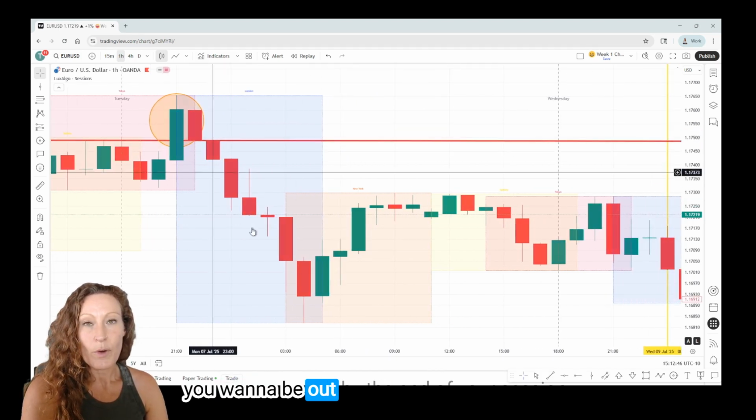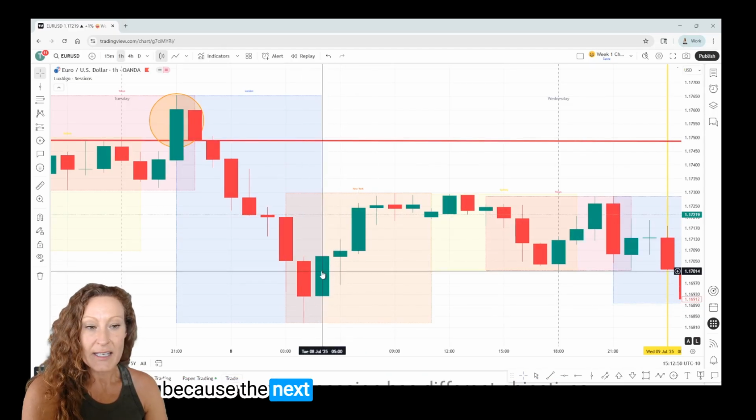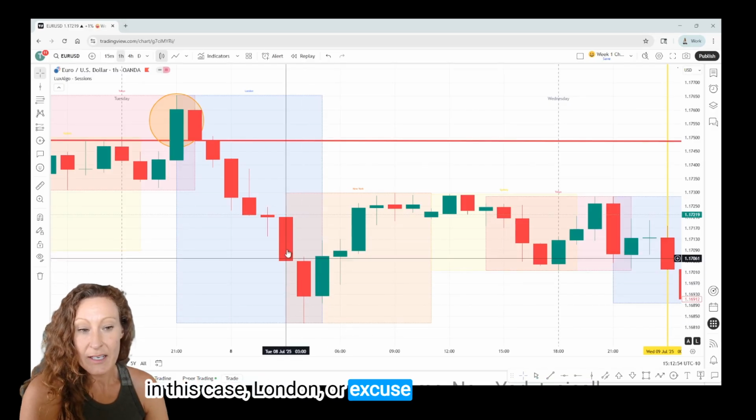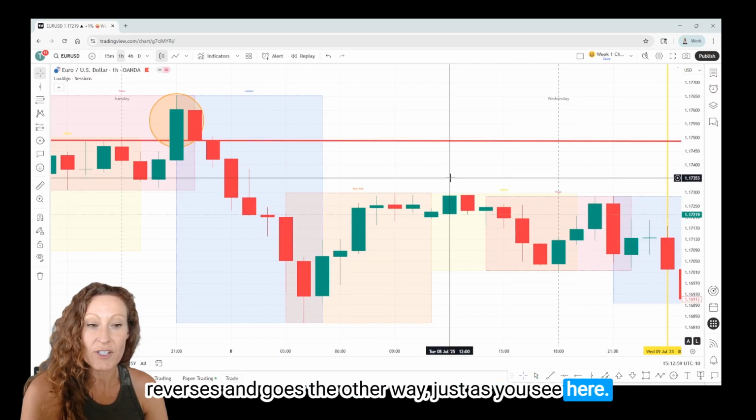Typically, you want to be out by the end of your session. You don't want to take it into the next session because the next session has different objectives. So in this case, New York typically reverses and goes the other way, just as you see here.